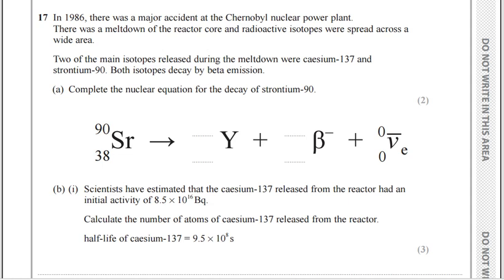We have an anti-neutrino, so this is beta negative, minus 1 in the atomic number. So this should be 39, and the 0 mass number, so this should be 90.